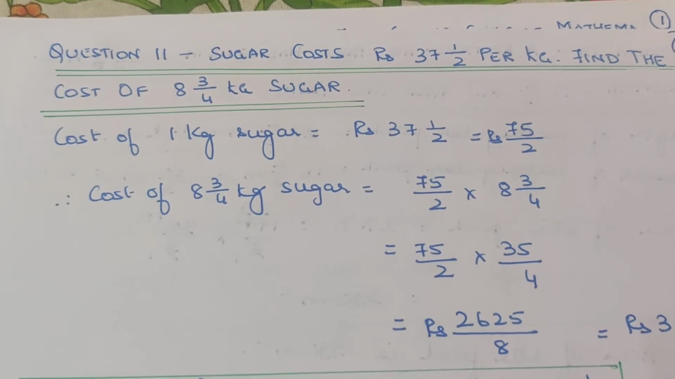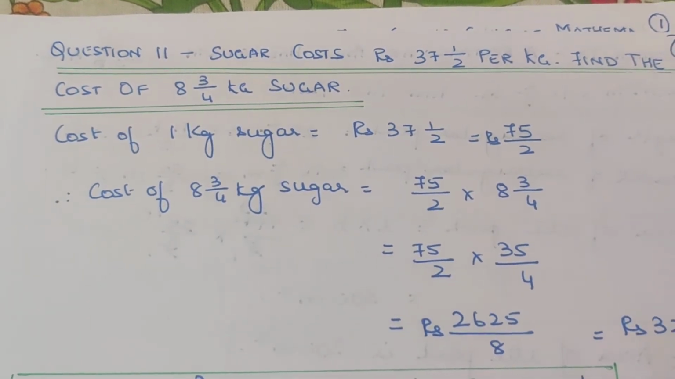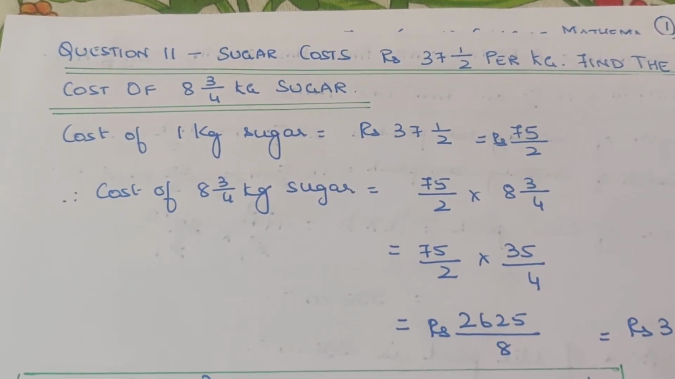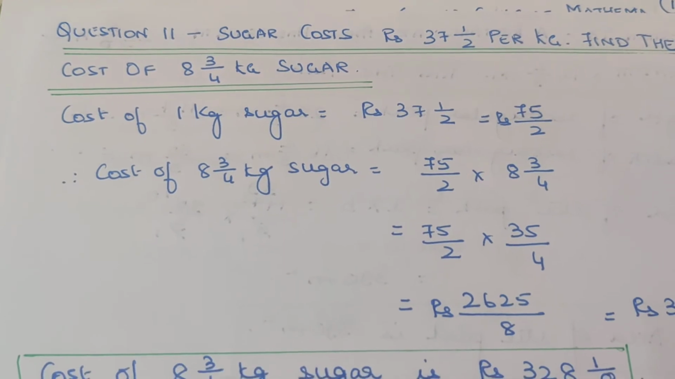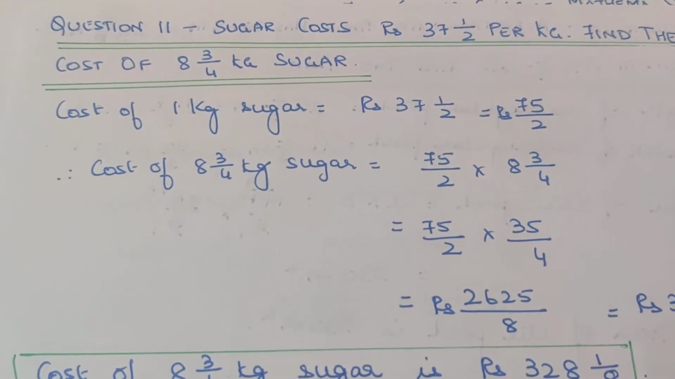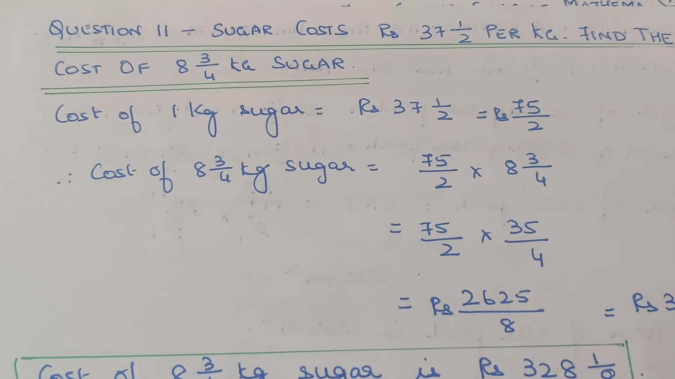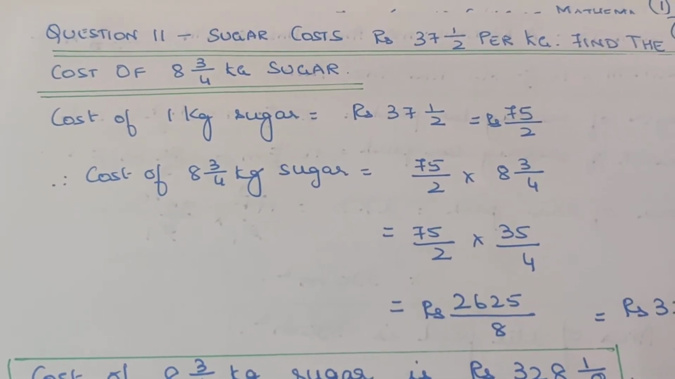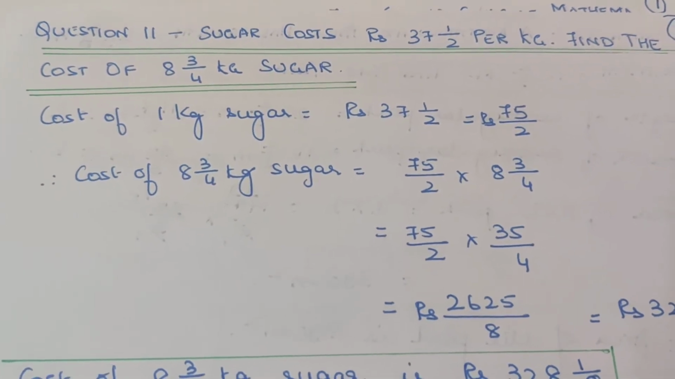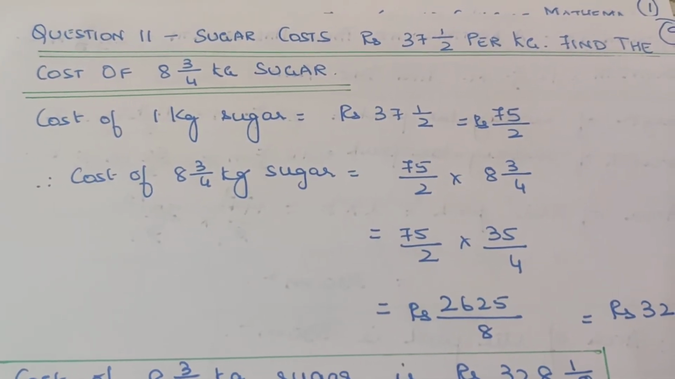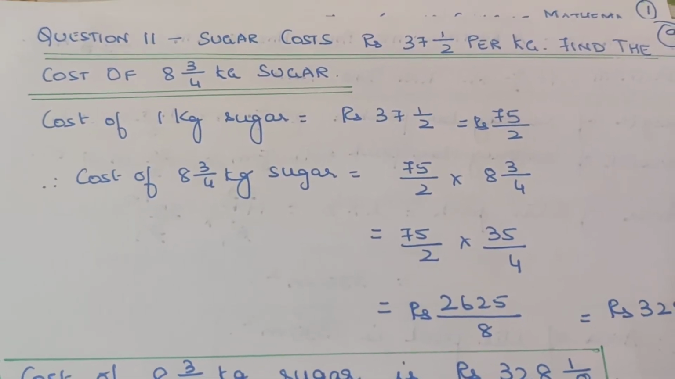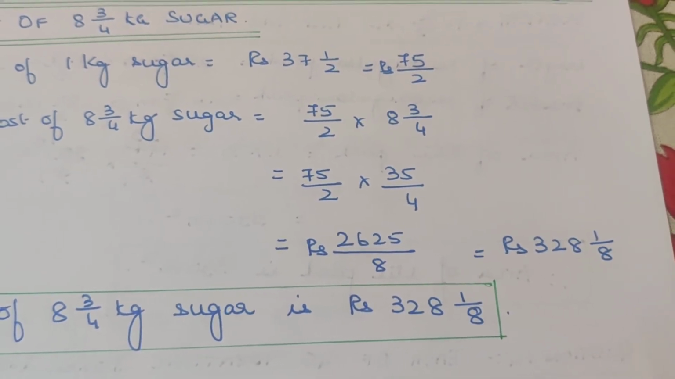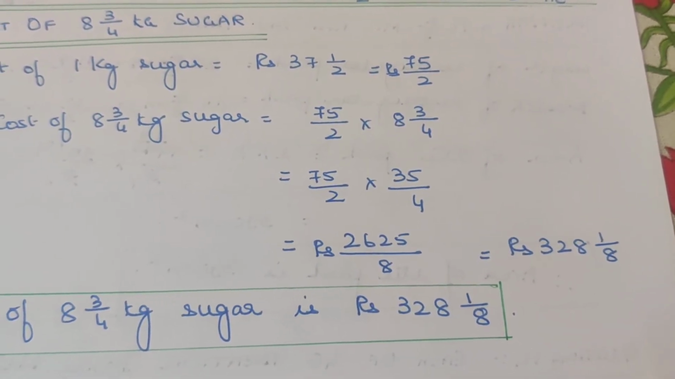Cost of 1 kg sugar is equal to rupees 37 1 by 2. That is equal to rupees 75 by 2 when you convert the mixed fraction. Cost of 83 by 4 kg is nothing but 75 by 2 into 83 by 4. So that is nothing but 75 by 2 into 35 by 4. That is equal to rupees 2625 by 8. So when you convert it into a mixed fraction, you get it as rupees 328 1 by 8.